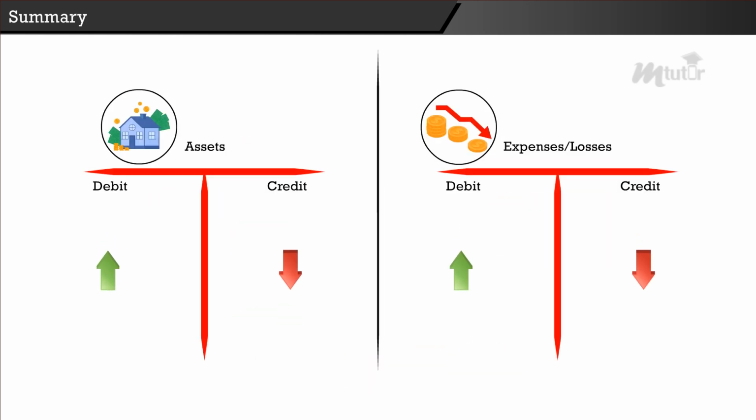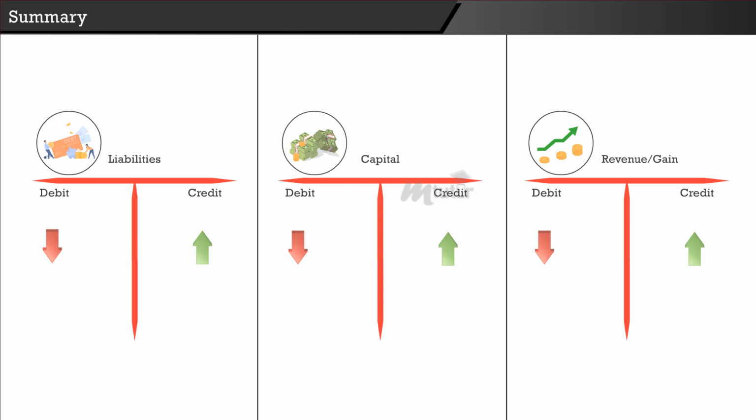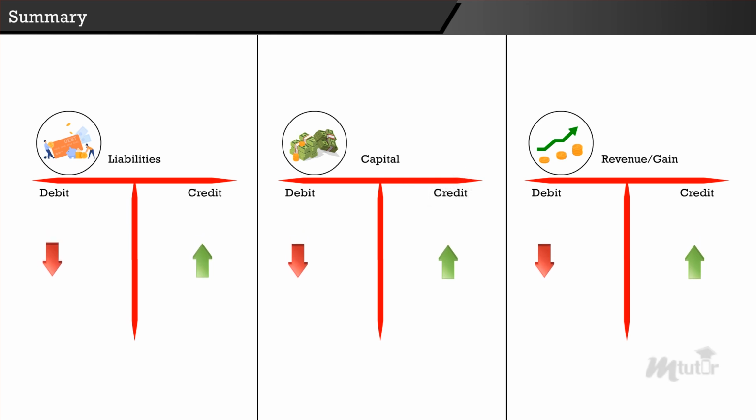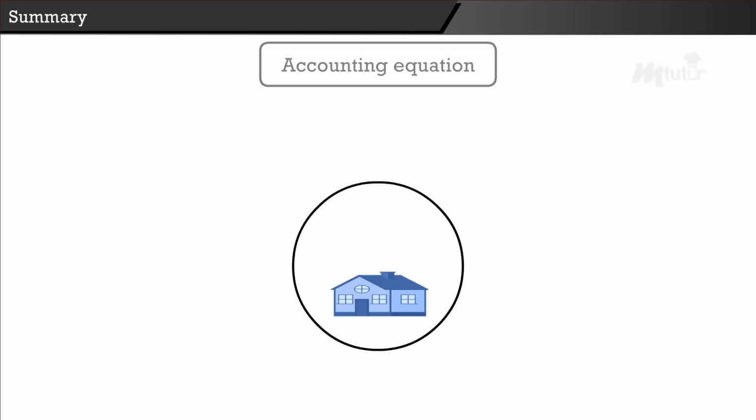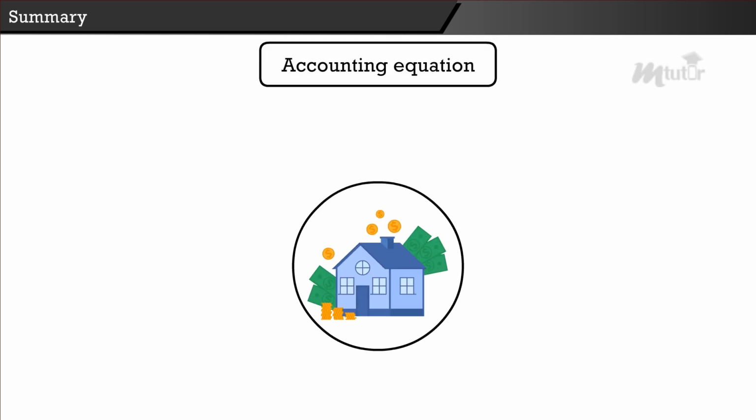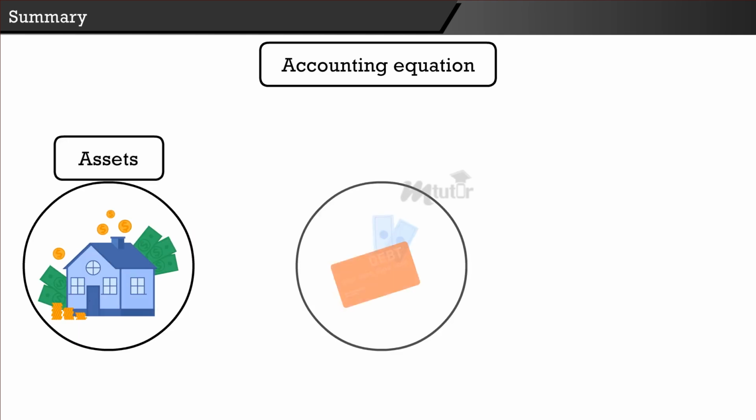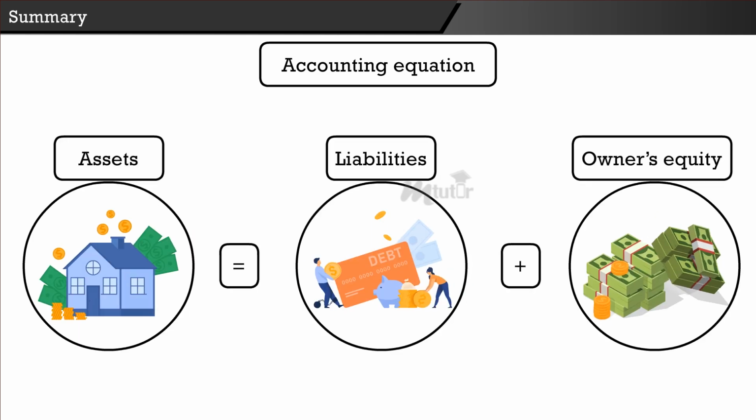Assets or expenses increase with debits and decrease with credits. Liabilities, capital, or revenues increase with credits and decrease with debits. And these principles maintain financial equilibrium, adhering to the fundamental accounting equation, assets equal liabilities plus owner's equity, which is crucial for accurate and transparent record keeping in businesses.